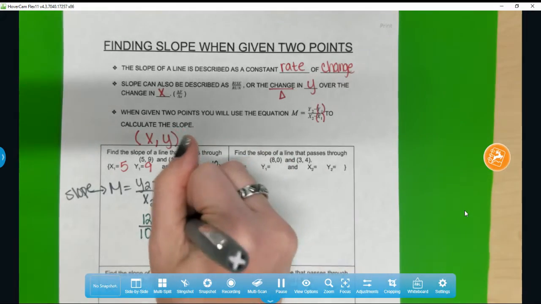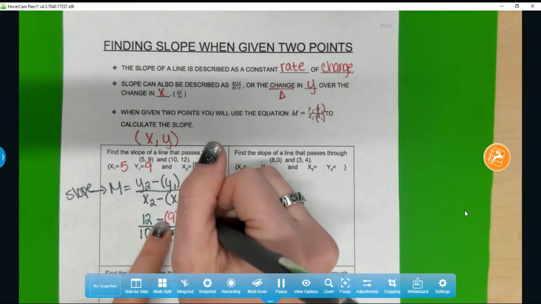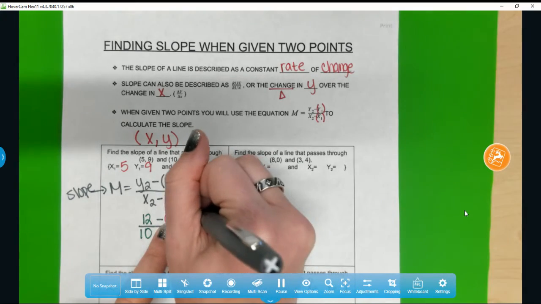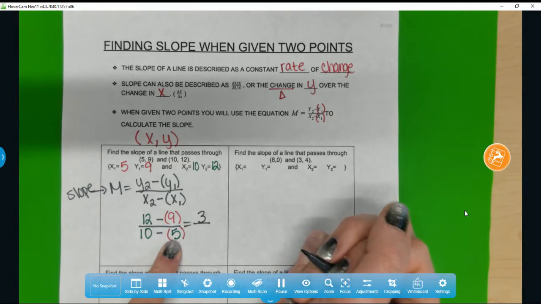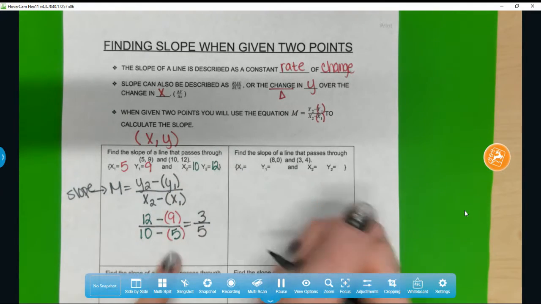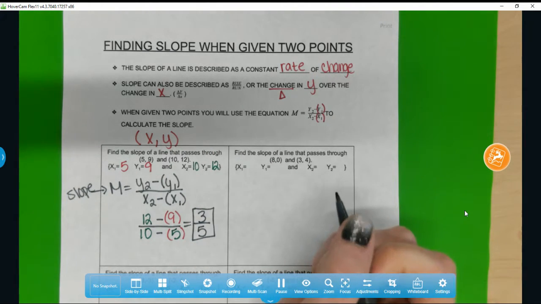So then to get the answer, we just perform the operation. So in the numerator, I have 12 minus 9, so that is just 3. At the bottom, I have 10 minus 5, which is 5. So my slope for those 2 points is 3/5.